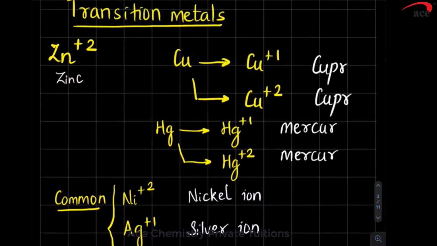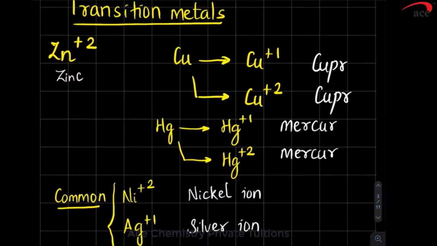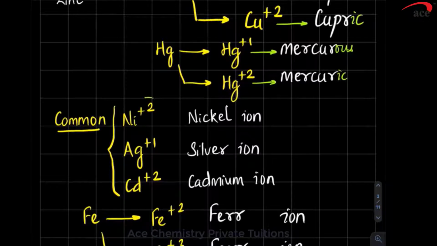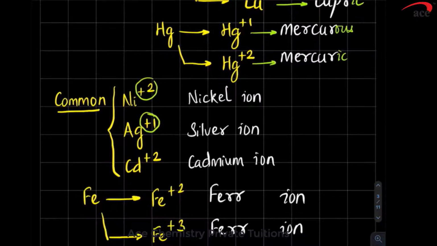As a student, you are supposed to learn these by heart. Copper has a variable valency of +1 and +2. +1 is called cuprous, +2 is called cupric. So remember, copper with +1, cuprous, copper with +2, cupric. Similarly, mercury has variable valency: +1, mercurous, +2, mercuric. Nickel has a common valency of +2. Silver, in most compounds, you will find a +1 charge. Cadmium has a common valency of +2.